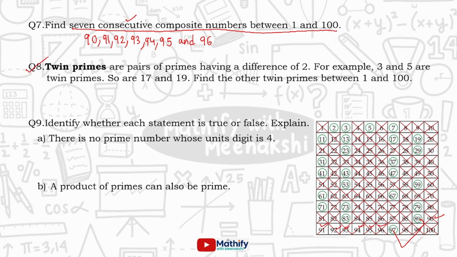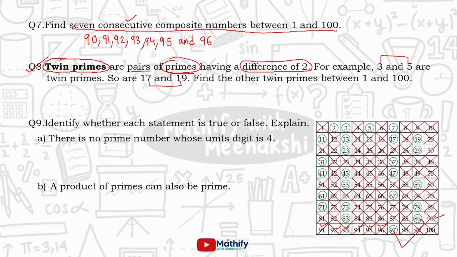Now let's move to question number 8. Twin primes. First, they are telling you the definition of twin primes, that they are pairs of primes. This is very important, that in twin primes both the numbers should be primes. And there is one more condition, that the difference between those primes should be 2. So if you can find two prime numbers whose difference is 2, you can say they are twin primes. One example they have given you is 17, 19, and another is 3, 5. So you have to find other twin primes.